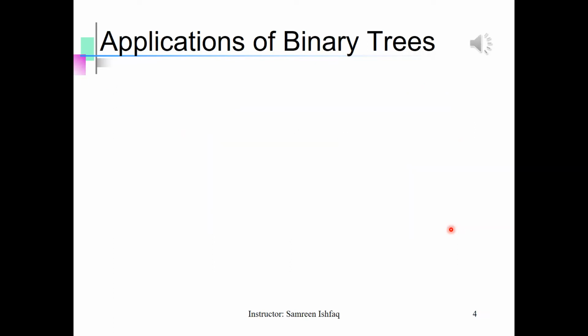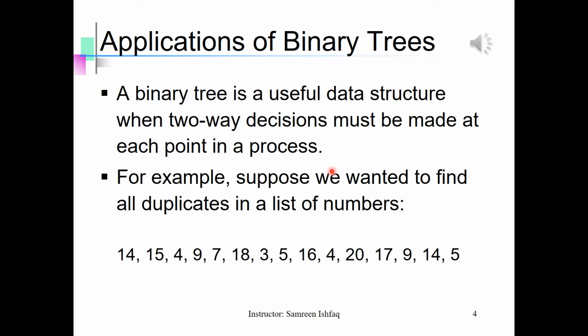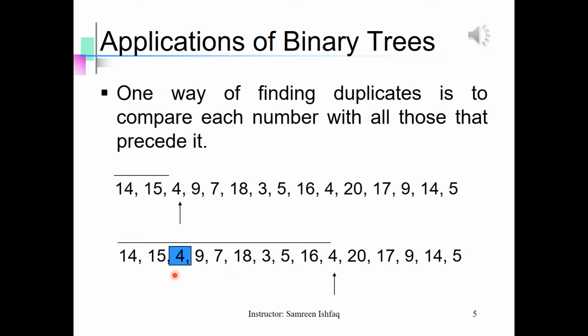Now let's move forward toward an example or application of binary trees. A binary tree is a useful data structure when a two-way decision must be made at each point in a process. For example, suppose a user wants to find all duplicates in a list of numbers. One way of finding duplicates is to compare each number with all those that precede it. Let's see it in detail.